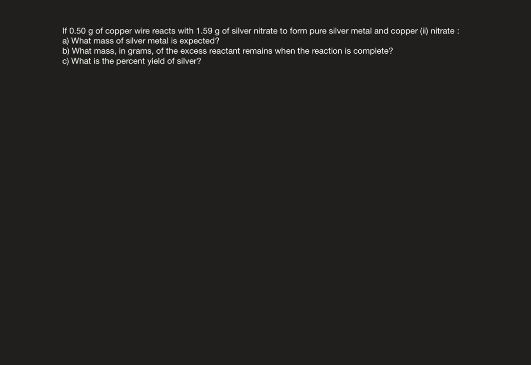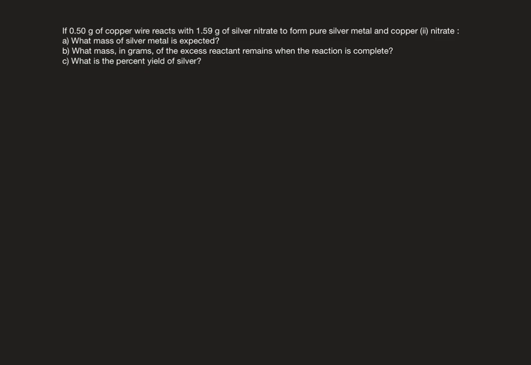So this problem here is based off of the demo I did in class last week where I had copper flakes reacting with silver nitrate. If 0.50 grams of copper wire reacts with 1.59 grams of silver nitrate to form pure silver metal and copper nitrate, A, what mass of silver metal is expected? B, what mass in grams of the excess reactant remains when the reaction is complete? And C, what is the percent yield of silver?